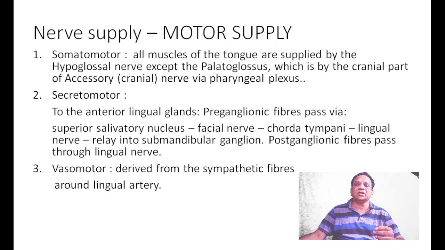And vasomotor, almost opposite to this secretomotor function, is derived from the sympathetic fibers, which always pass around the arteries of that organ. So here the lingual artery carries those fibers. So there are three types of motor fibers: somatomotor, secretomotor, and vasomotor fibers.